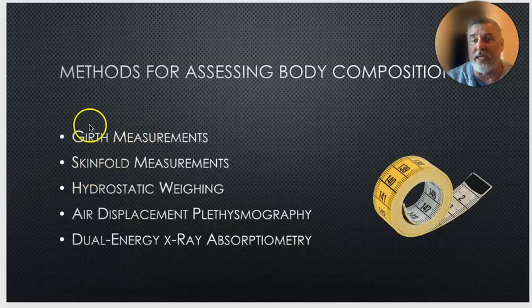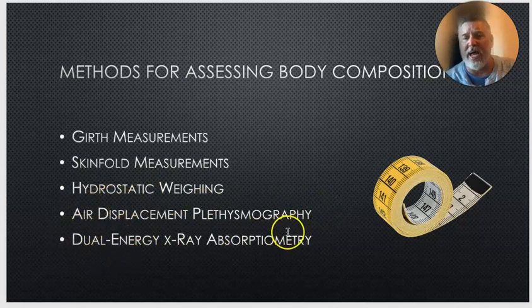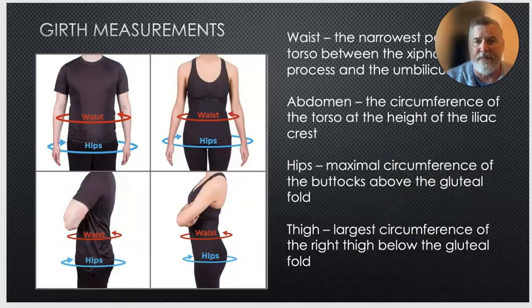Other methods: in lab, you'll do girth measurements, you'll do simulated skin fold measurements, and in 340 lab exercise physiology, which is 340 lab, you'll do hydrostatic weighing. Air displacement we don't do at the College of Charleston, and we do have a DEXA machine, so you might get exposed to that in ex-phys.